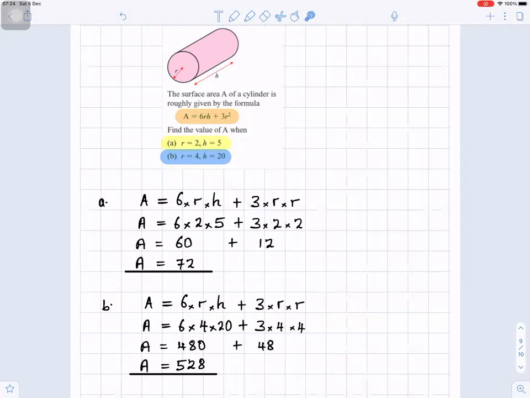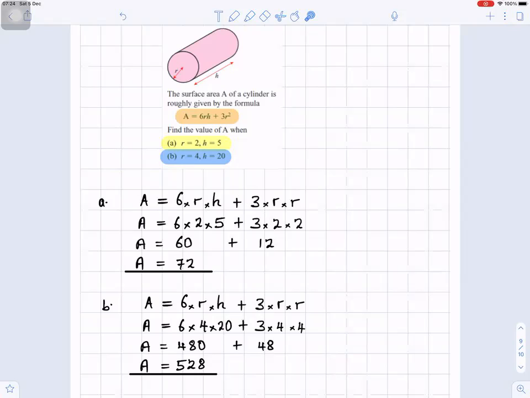And you put that in your calculator, 6 times 2 times 5 is 60. 3 times 2 times 2 is 12. And you add 60 plus 12, and that gives you 72.